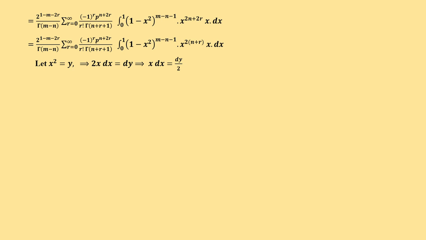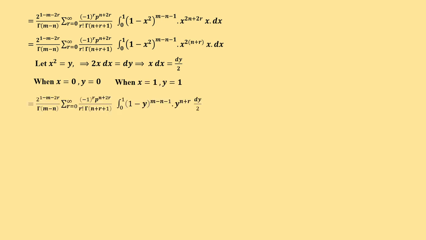So taking x square equal to y, the substitution method, to evaluate the integration. So 2x dx is equal to dy. Therefore x dx is equal to dy by 2. So when x is equal to 0, y equals 0. When x is equal to 1, y equals 1.